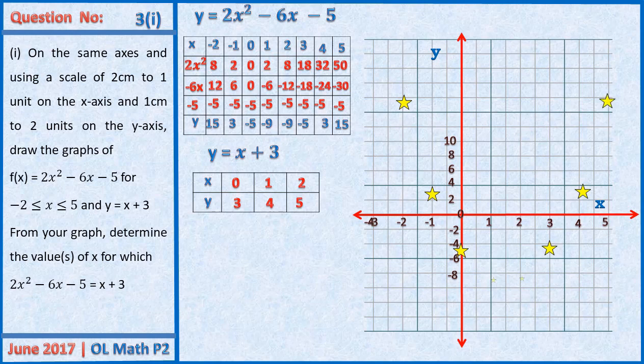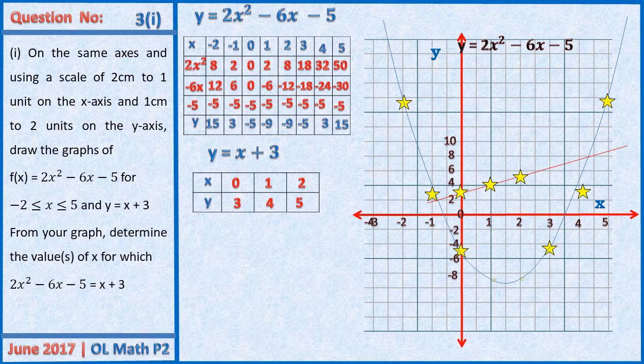Now use a smooth curve to link these points. Don't use the straight edge of your ruler. Use a smooth curve, if possible, freehand. So we link them with this smooth curve, and that's the function y equals 2x squared minus 6x minus 5. Now for the line y equals x plus 3, we have when x is 0, y is 3. When x is 1, y is equal to 4. And when x is 2, y is 5. And we rule a straight line.